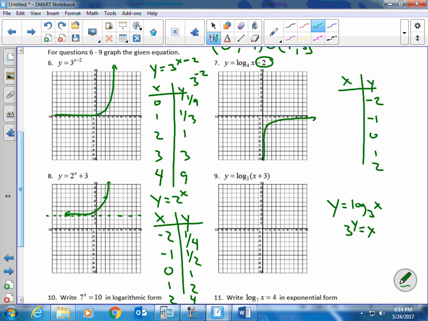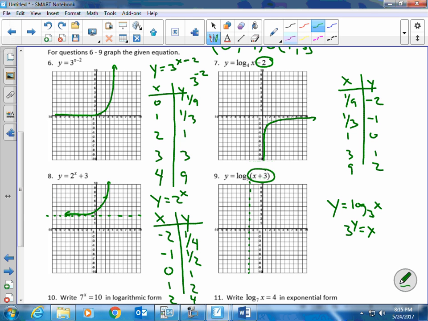If y is negative 2, then x is 1/9. If y is negative 1, then x is 1/3. If y is 0, x is 1, then 3, then 9. When y is 0, x is 1. So now, this moves my graph left 3. So I'm going to start at an asymptote of negative... Kind of missed my asymptote there, didn't I? It has an asymptote at negative 3.